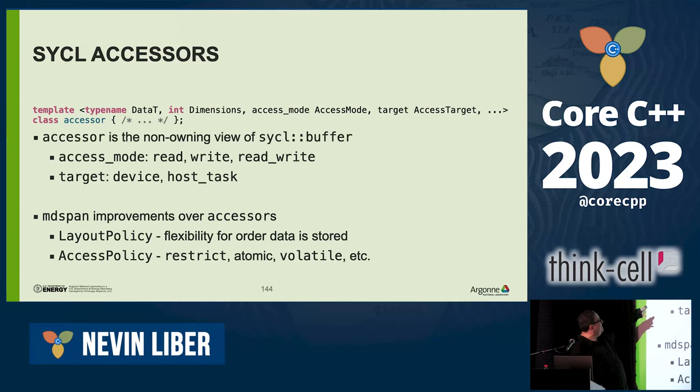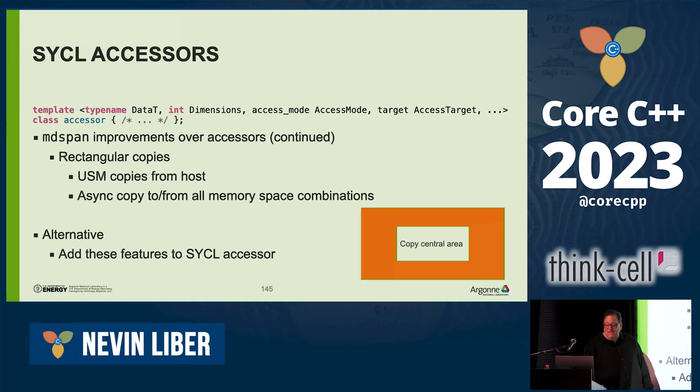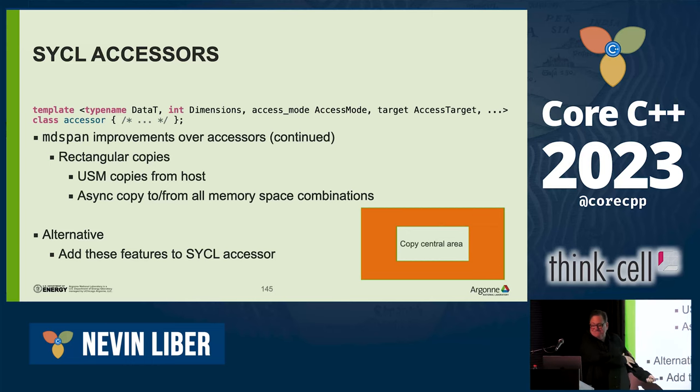A SYCL accessor is just a non-owning view of a buffer, which owns memory. And it has the access mode and device and host task. And we think MDSPAN has improvements over that. You would be able to do rectangular copies. We should be able to do all that, which you can't express in SYCL now.